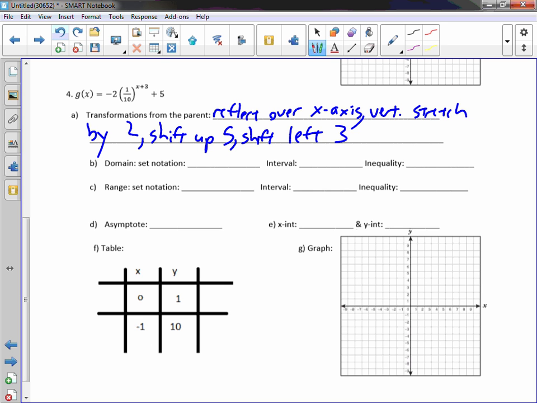Asymptote, again, when x is in the exponent, we use our up or down shift, and it's always y equals, so y equals 5 in this case. That is our asymptote, y equals 5. Our graph cannot touch or cross that line. On the x side, we'll do minus 3 because of that live x. On the y side, we'll do times negative 2, then plus 5.